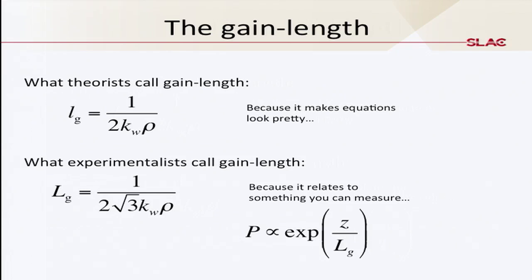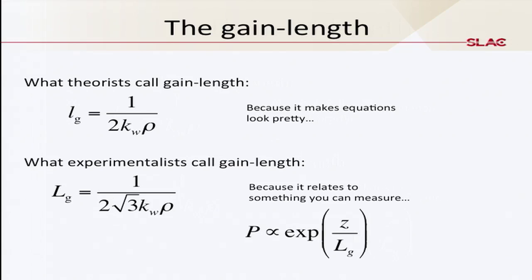Now, for an experimentalist, this is not a very useful definition. So experimentalists call gain length this number here, and they define it this way because this is what you measure. When you define your gain length like this, the radiation power grows like e to the z over L_g, right? And since power is what you measure in your experiments, that's what experimentalists like to use.